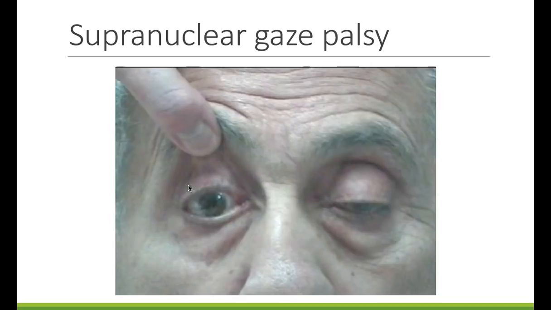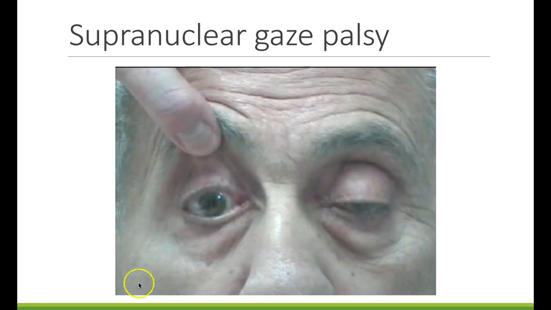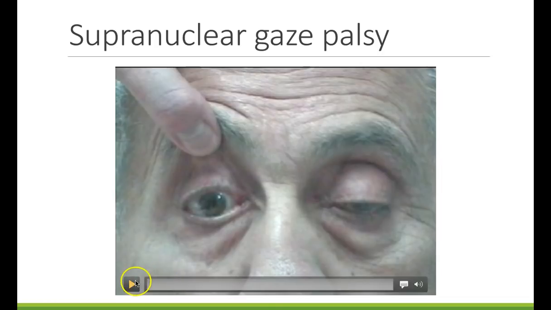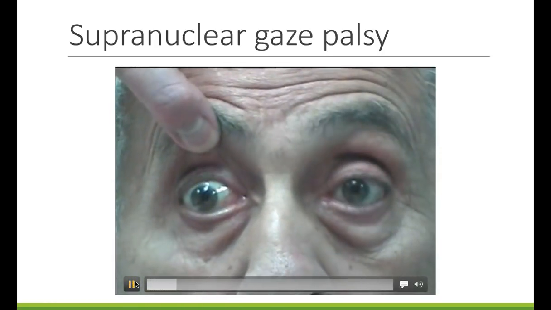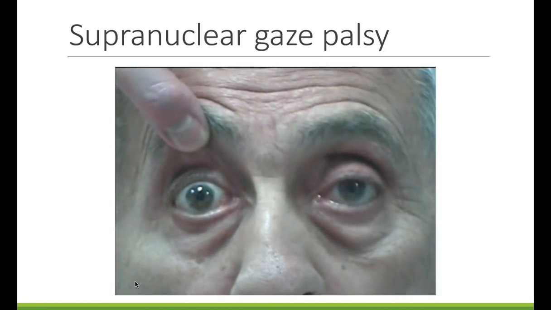The prominent deficit that is most associated with a deficit of the vertical gaze is what's called a supranuclear gaze palsy. And this typically is a lesion that occurs in the setting of neurodegenerative disease, in particular progressive supranuclear palsy. I'll go ahead and play this video, but what you'll notice is that this patient cannot volitionally elevate his eyes.